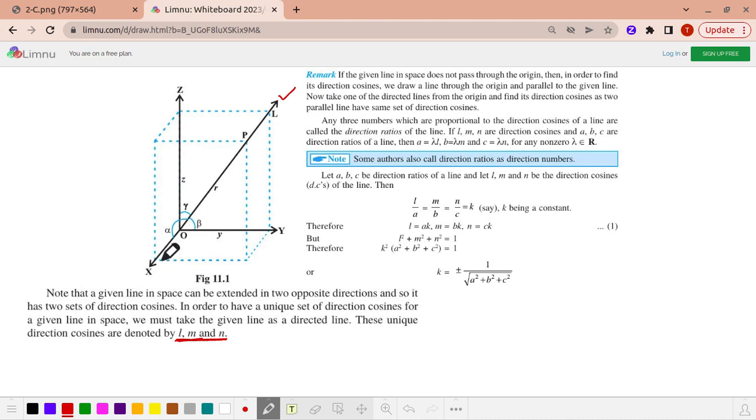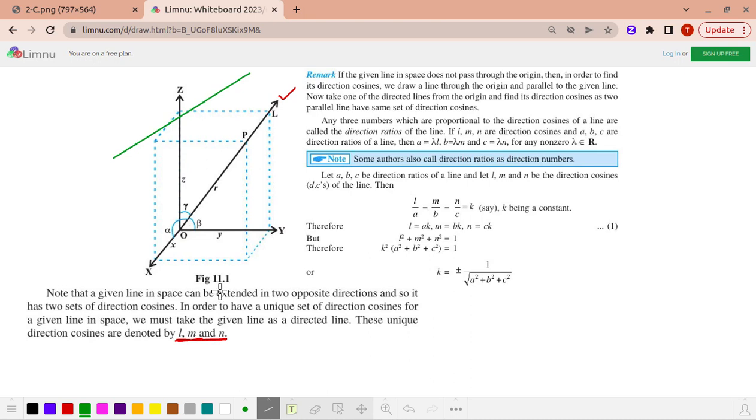So in that case, what will we do? We will draw a line parallel to the line which is not passing through the origin, and that line which is parallel to the given line must pass through the origin. Let me show you here. For example, let me draw the line in a green color. Suppose this is a line whose direction cosines we are going to find.